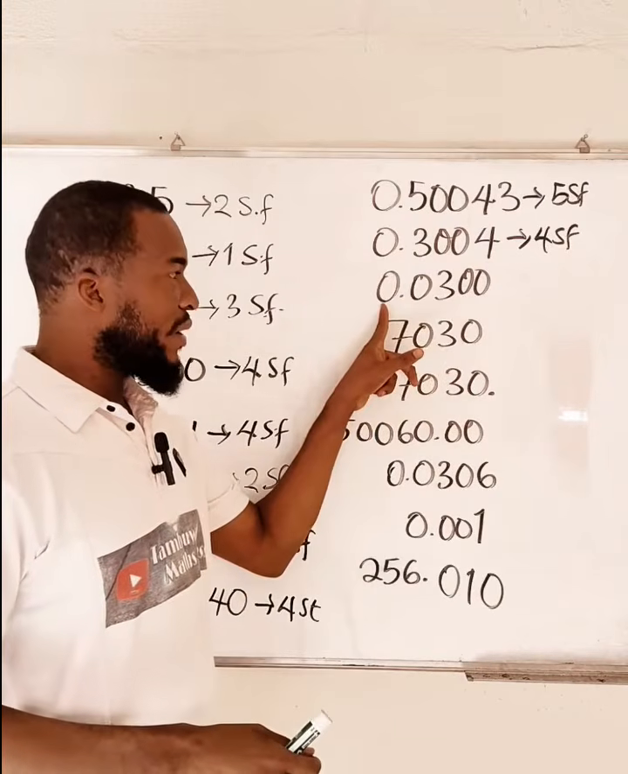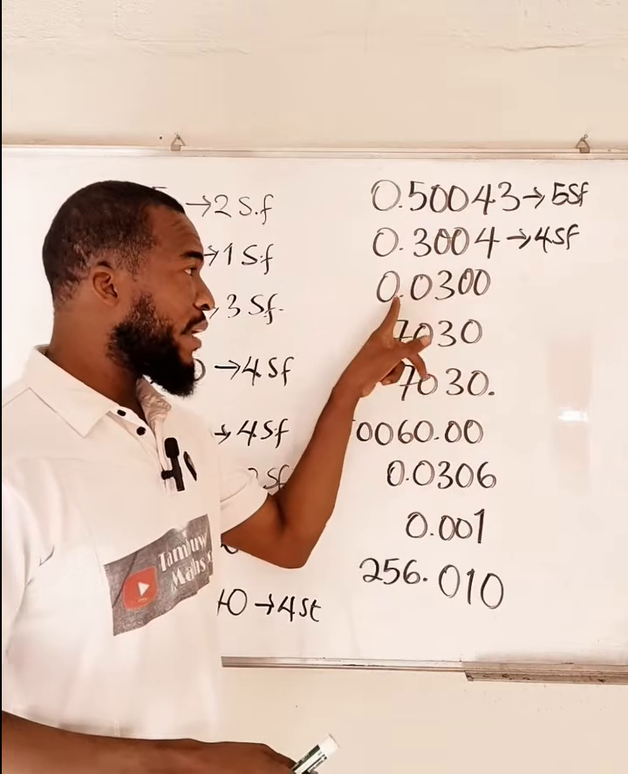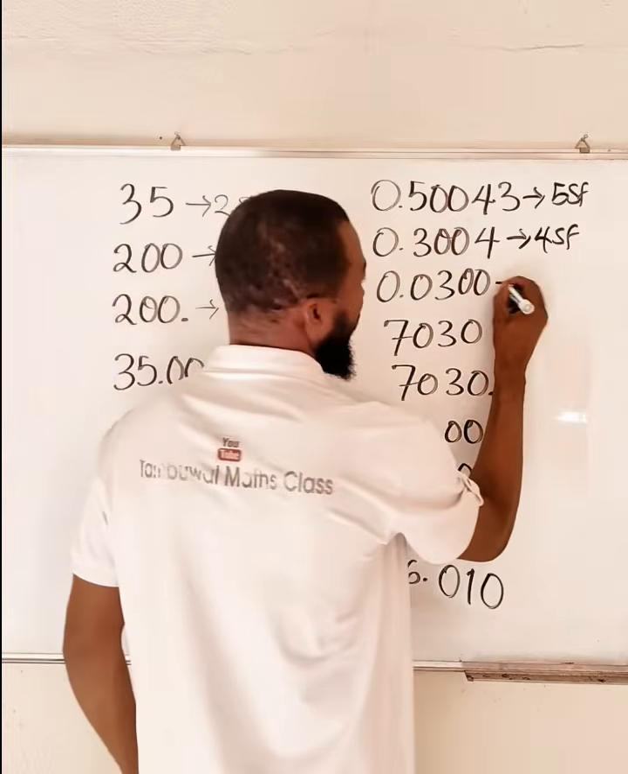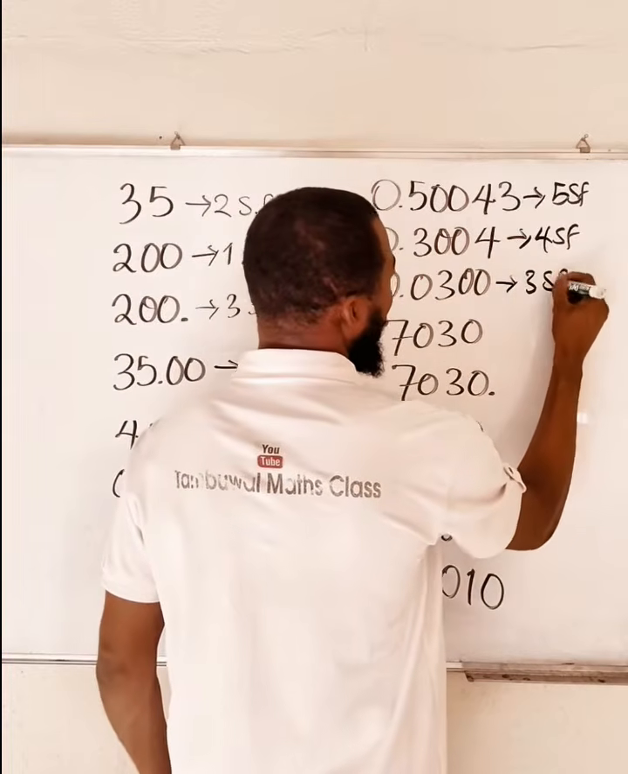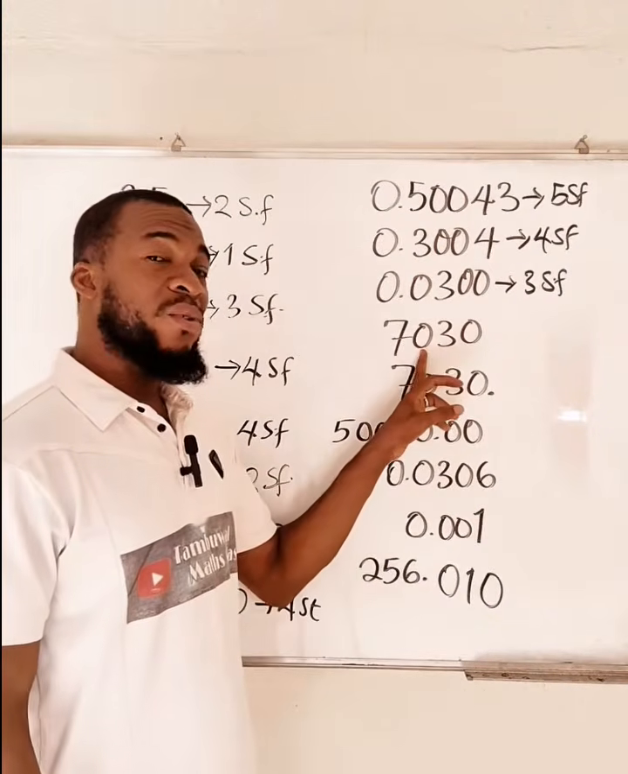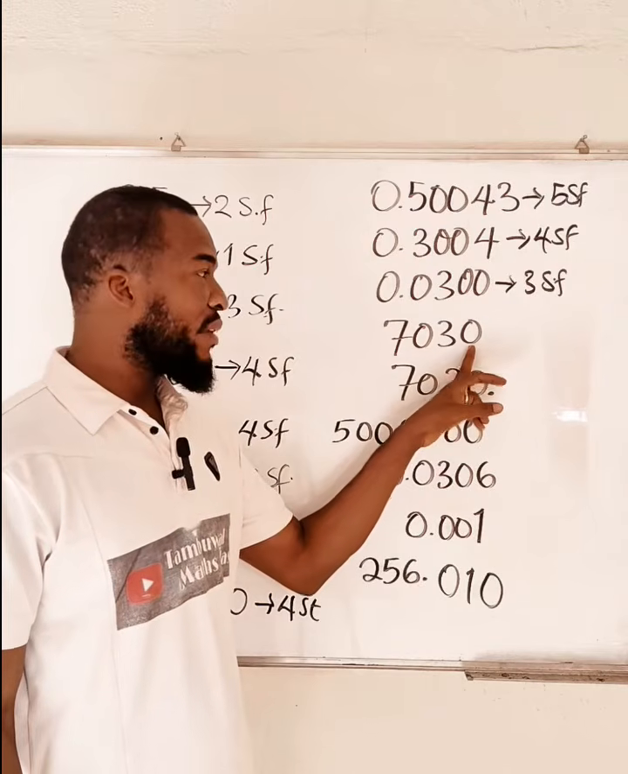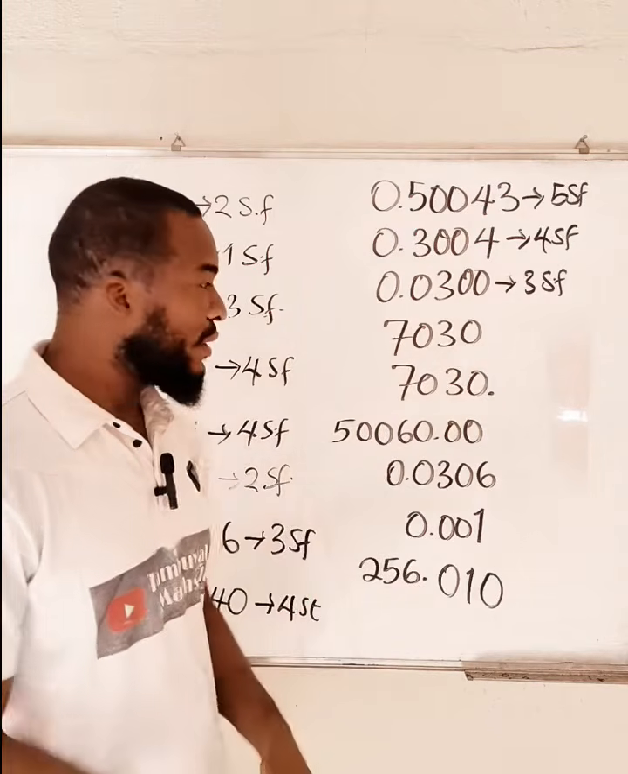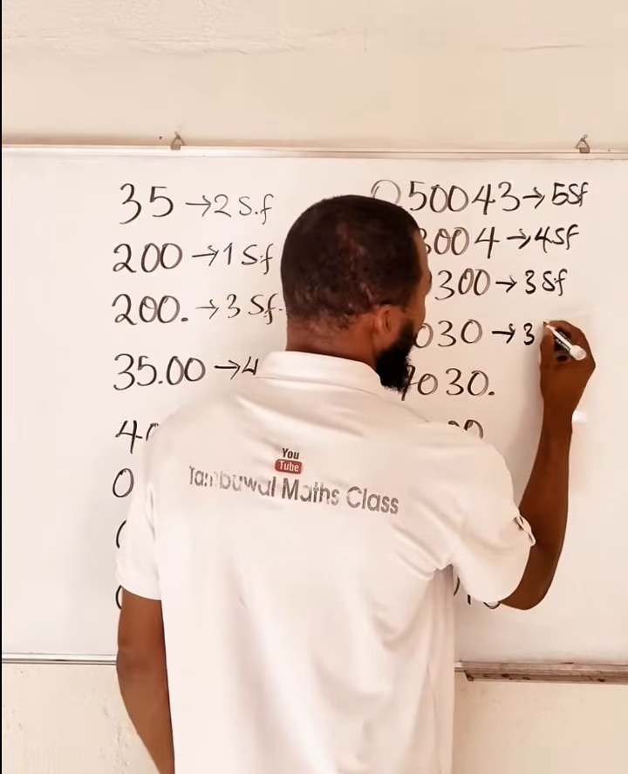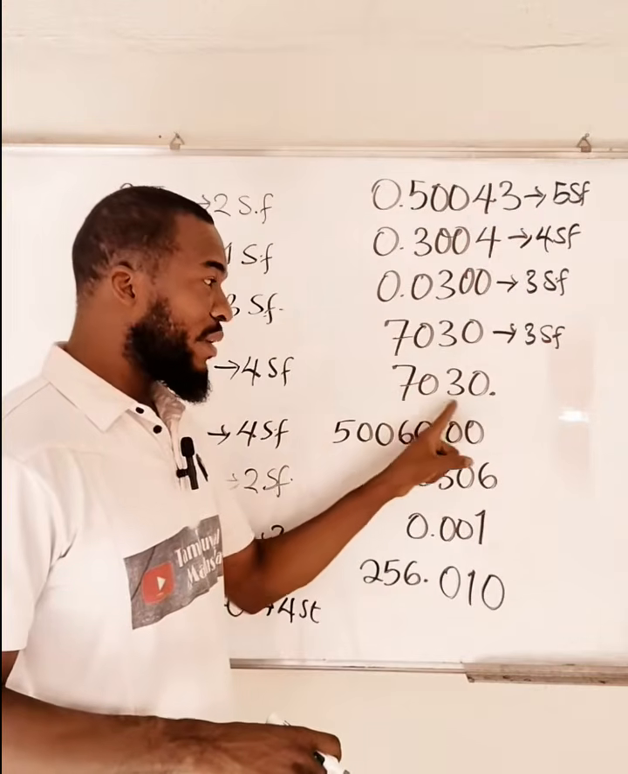Leading zeros insignificant. Trailing zeros, they are significant because the number contains a decimal point. So we have 1, 2, 3. 3 significant figures. What about this one? We have a middle zero, it is significant. But this trailing zero is insignificant because the number does not contain a decimal point. So we count 1, 2, 3. 3 significant figures.